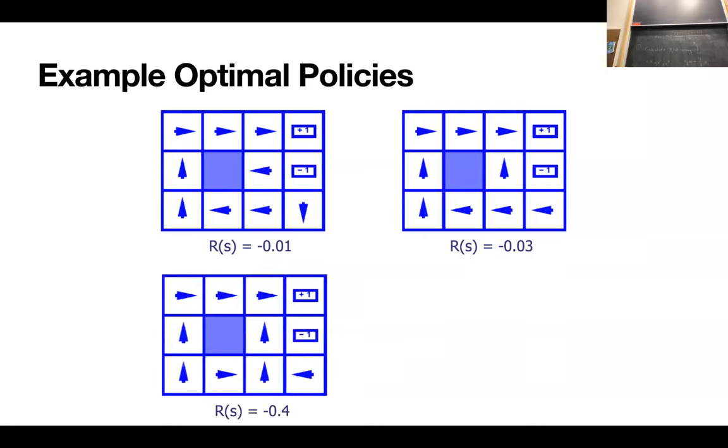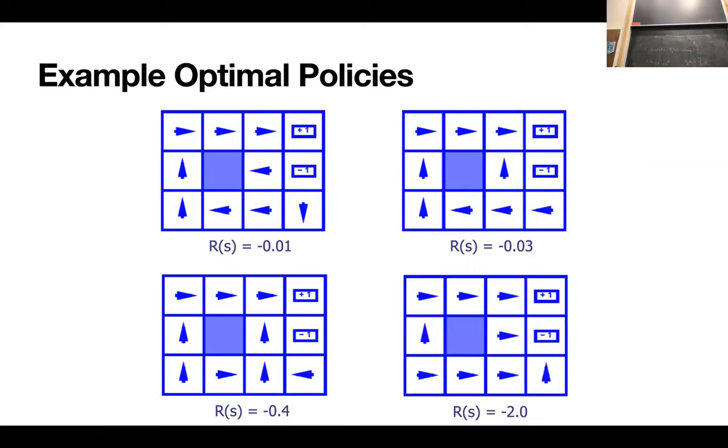And if you decrease the reward even further, to -0.04 and -2, look what happens now. For -0.04, we have these different behaviors. If you're here, you actually want to go this way. You don't care about the one over here that you were trying to avoid. When you're here, you're trying to not take the short path and to go around, to make sure you stay as far away as possible from the negative goal state.